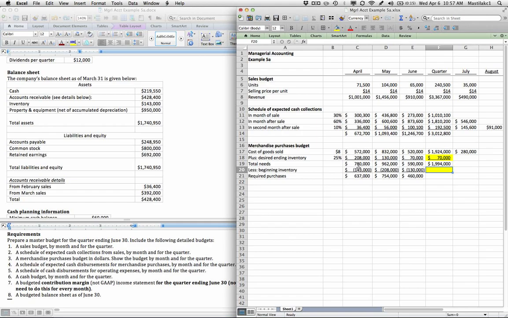Similarly, what do we begin the quarter with? What's our beginning inventory for the quarter? Well, the quarter begins on April 1st. So what do we have on hand at April 1st? We have the 143. We don't have 143 plus 208 plus 130 at April 1st. We just have 143. So these two beginning and ending inventory numbers don't add across. The 70,000 and the 143, you simply go and identify the appropriate beginning or ending for the quarter, and you don't add those across.